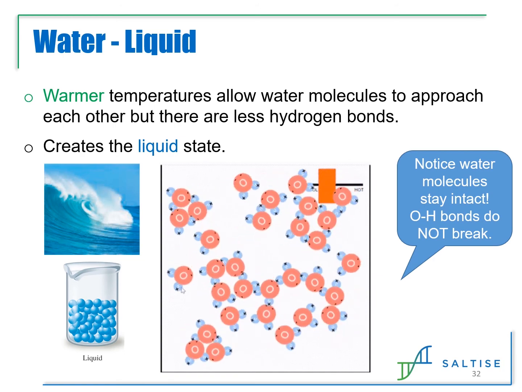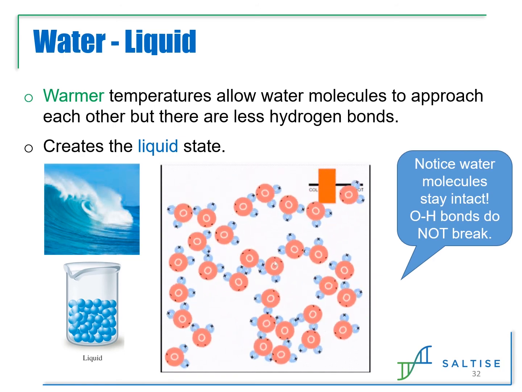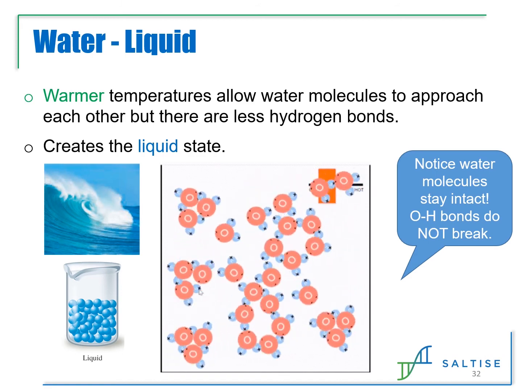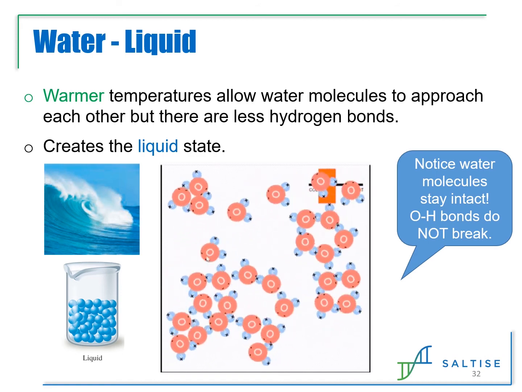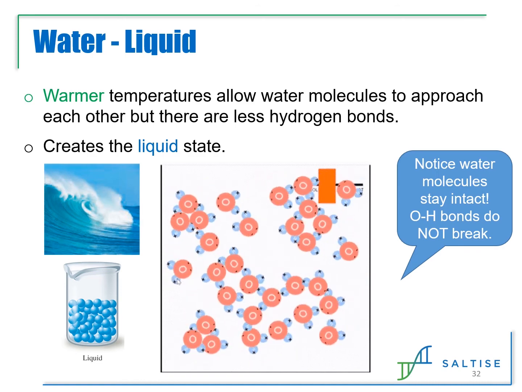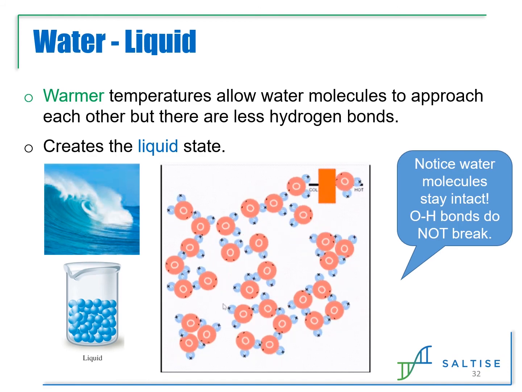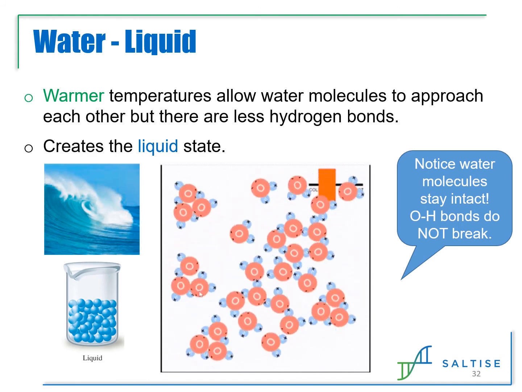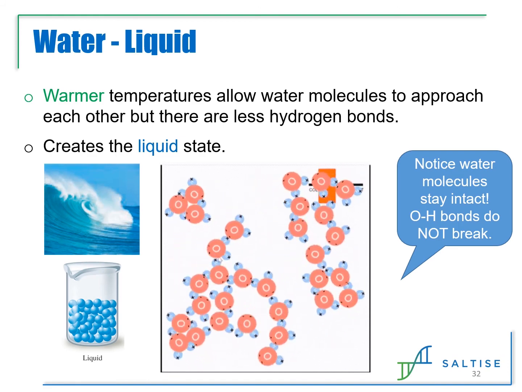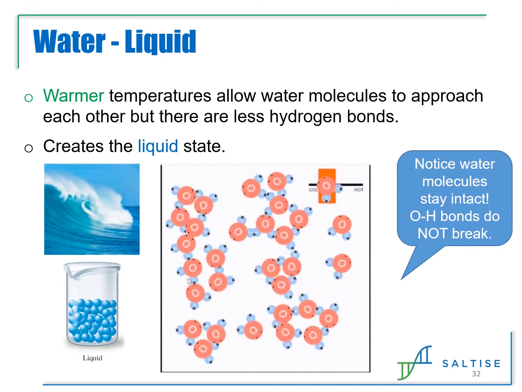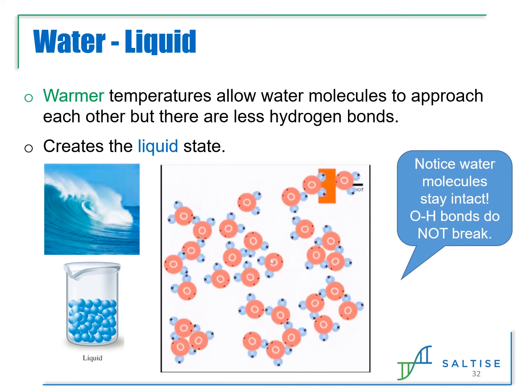The molecules still tend to cluster together, but they are not as closely packed compared to water in the form of ice. As long as the temperatures are approximately between 0 and 100 degrees Celsius, water will exist in the liquid state. Again, notice that the oxygen-hydrogen bonds within the water molecules are not breaking as they move around from one cluster to another. Only the hydrogen bonds between them are forming and breaking.